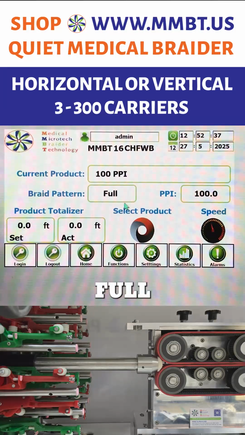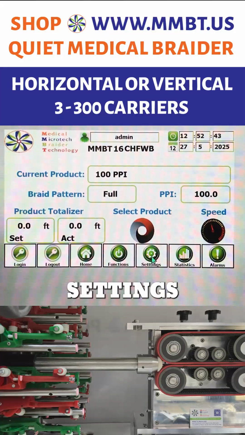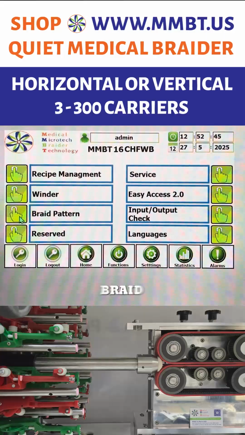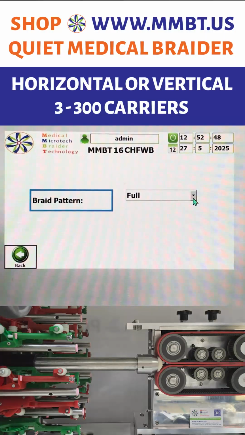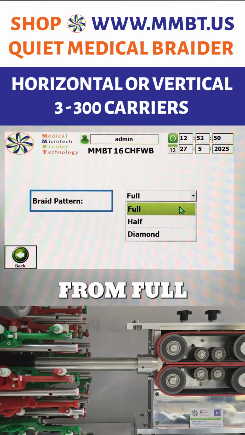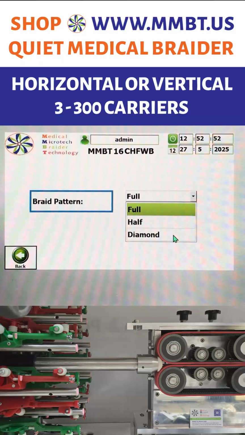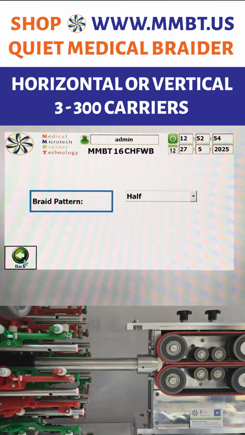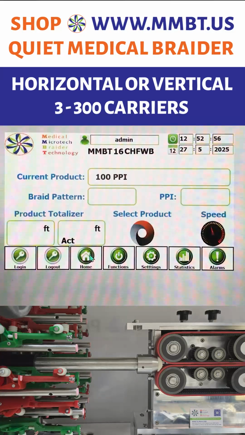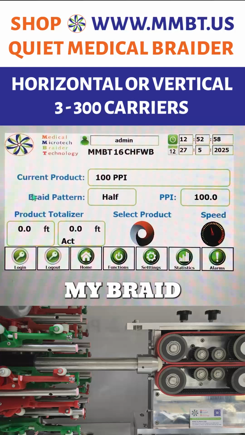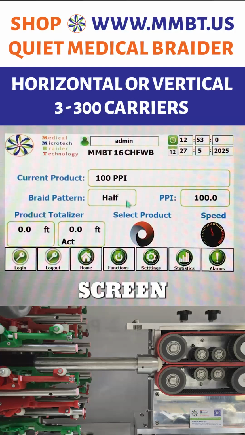Currently I'm using a full braid pattern. We have 3 patterns available to us. Those are selectable in your settings. Braid pattern. See, I can select from full, half load, or a diamond pattern. There's a half load. Then you can see my braid pattern on my home screen is half load.